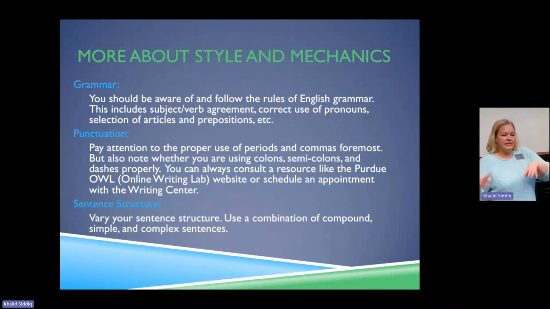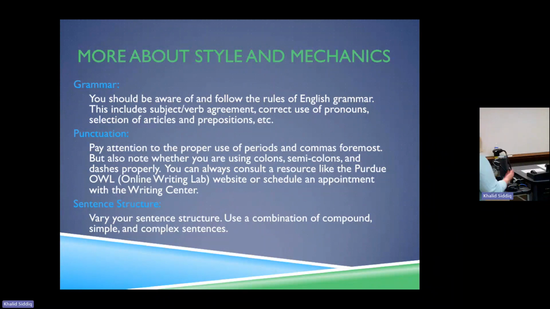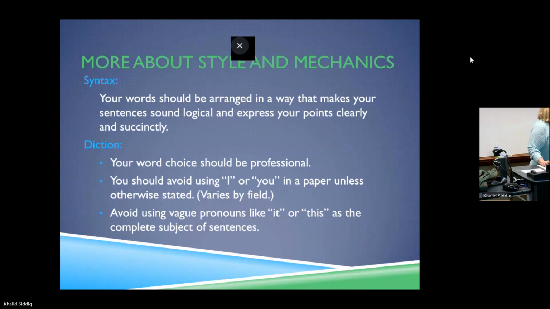So we want to have different sentence structures, different sentence lengths. That keeps the writing more interesting. It makes it less monotonous. If we have the same length of sentence over and over again, it gets repetitious, gets monotonous, it gets boring, people stop paying attention. So we want to make sure we have some variety. Syntax is important. Your words should be arranged in a way that makes your sentences sound logical and expresses your points clearly and succinctly. And then diction refers to word choice.